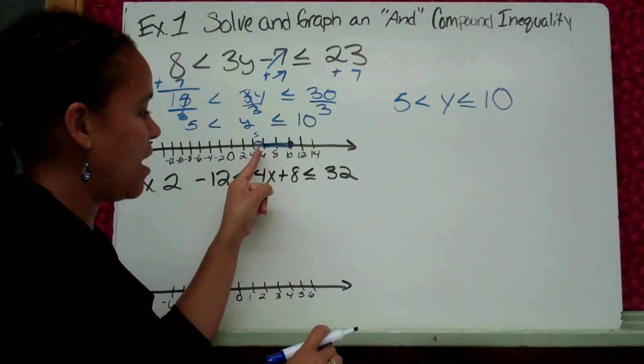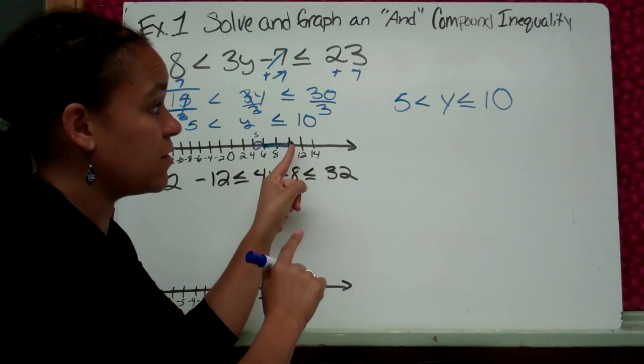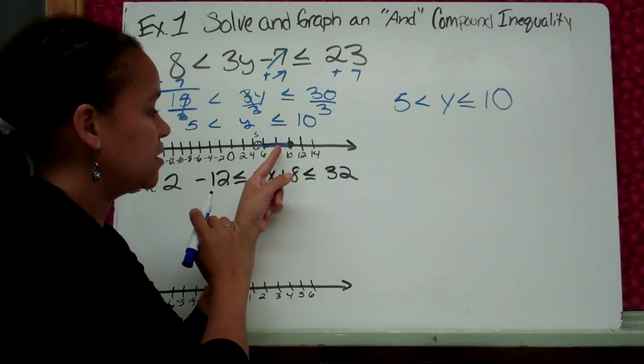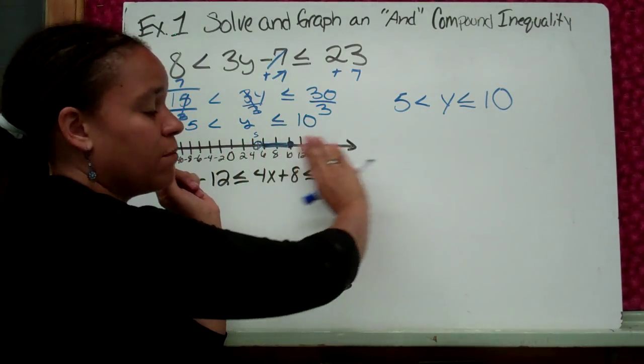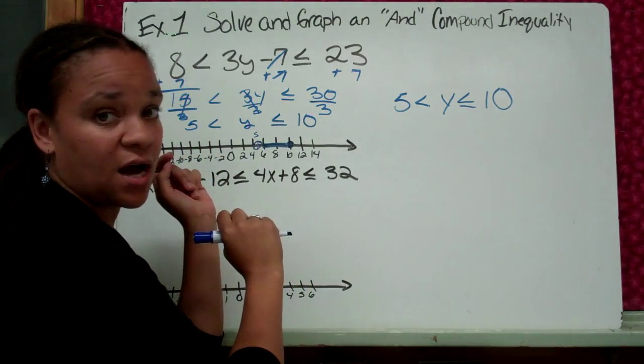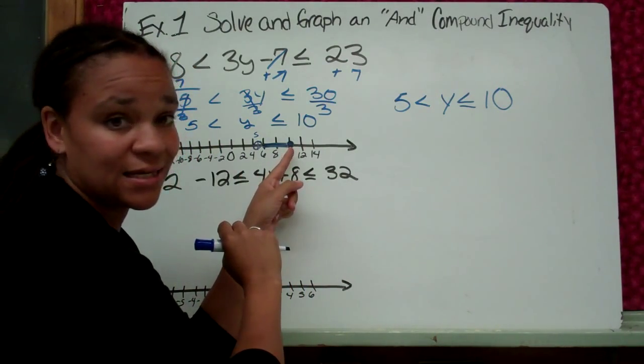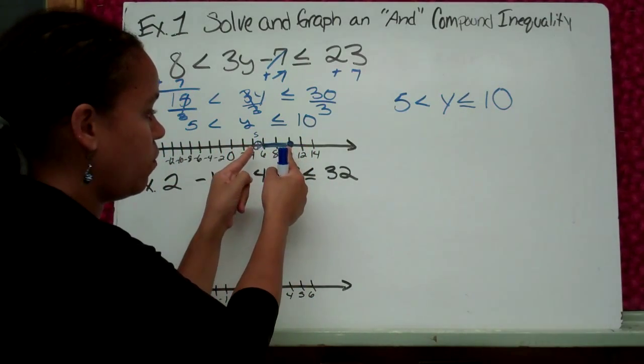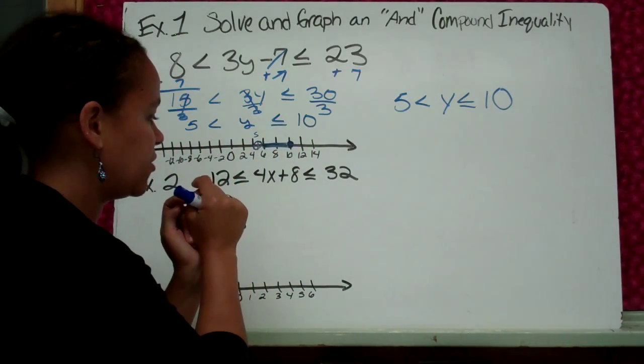So this is "and." This is when y is greater than 5 and it's less than or equal to 10. If I just looked at greater than 5, that would be this entire side of the number line. If I just looked at less than 10, that would be all the way down here. I don't want that. I want both of them when they intersect. So that's the intersection here.